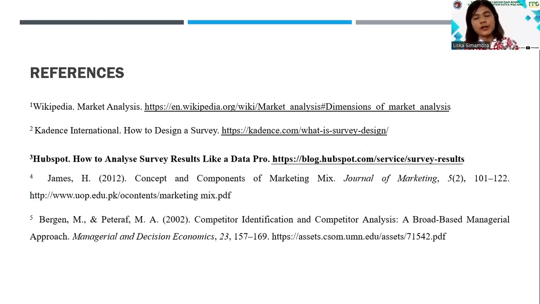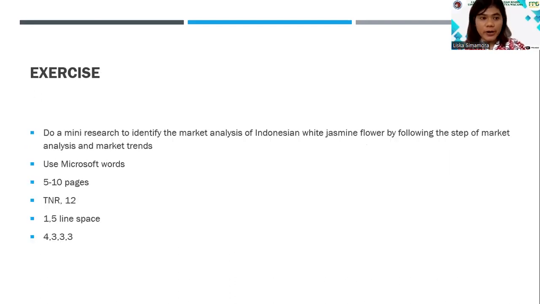Okay, so this is the reference for our topic today. You can dig into it by yourself, and get some information that can encourage you to be more inspired. So in this chapter, you also have an exercise: do a mini research to identify the market analysis of the Indonesian white jasmine flower by following the steps of market analysis and market trends.